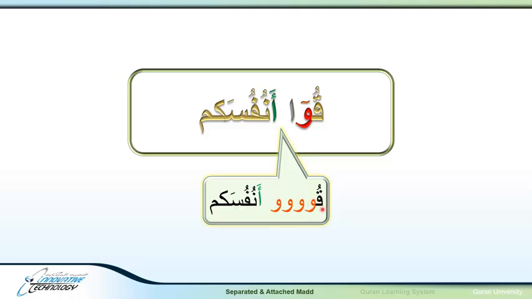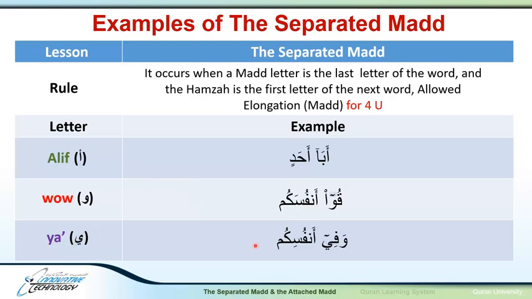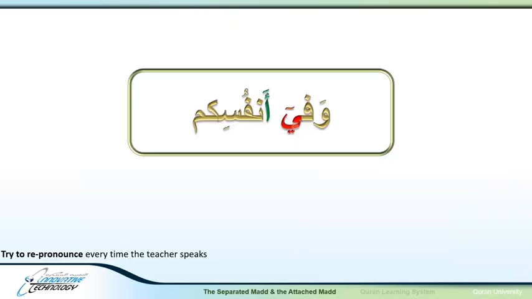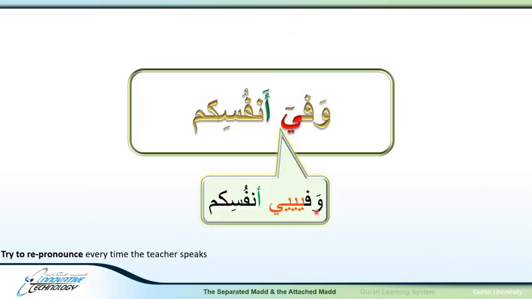We say "qu anfusakum". The third example is related to the ya. "Wa fi anfusikum". The ya is at the end of the first word, followed by a hamza at the beginning of the second. It's an example of separated mad. Now, we have a choice of extending the ya for 4 units, or we can simply shorten it to 2 units only.